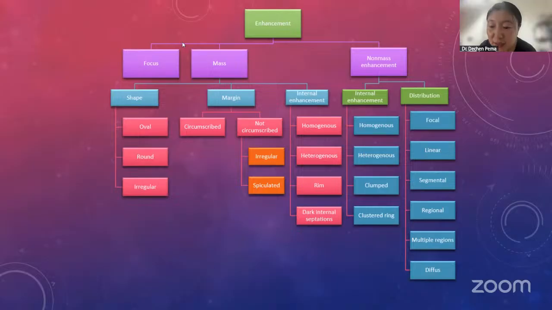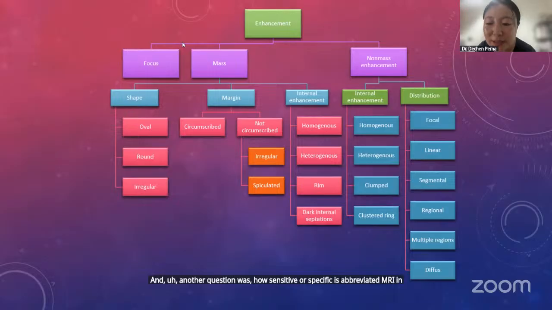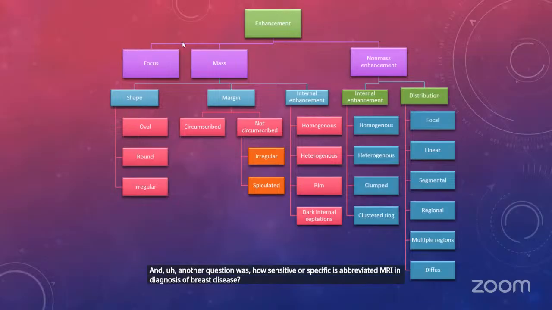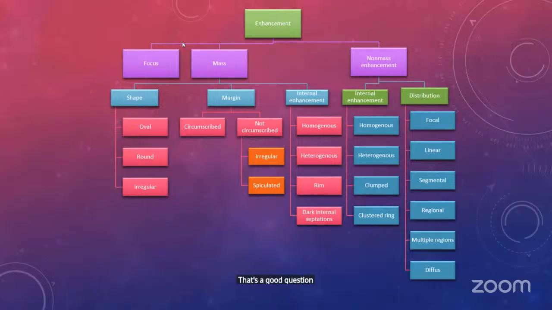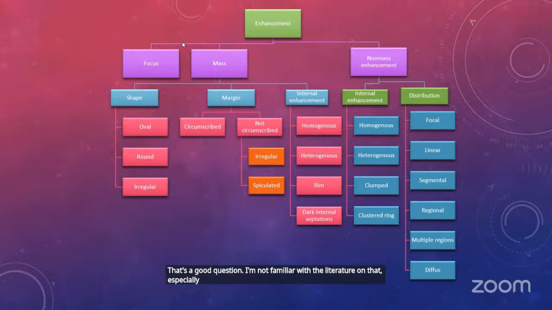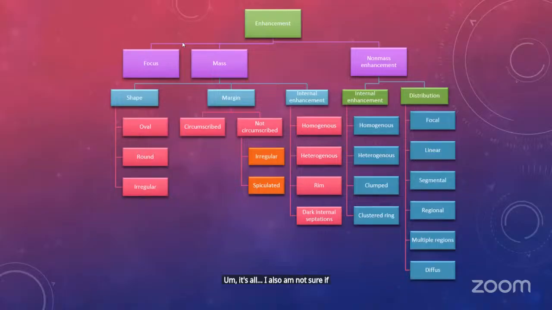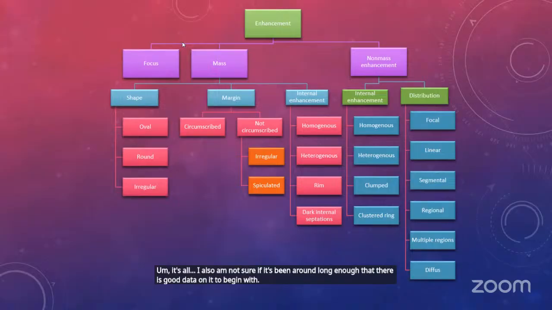And another question was, how sensitive or specific is abbreviated MRI in diagnosis of breast disease? That's a good question. I'm not familiar with the literature on that, especially because I don't do it. I also am not sure if it's been around long enough that there is good data on it to begin with. But yeah, I'm sorry, I'm not well versed on that data.